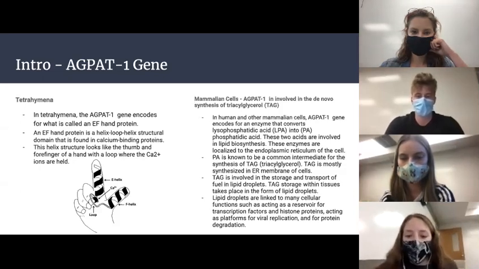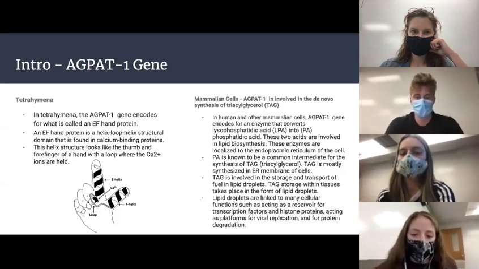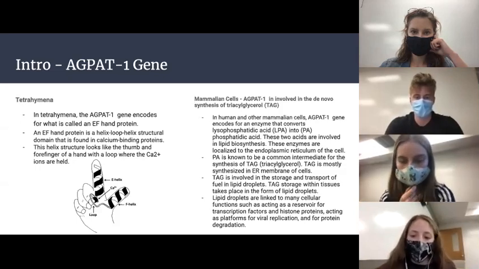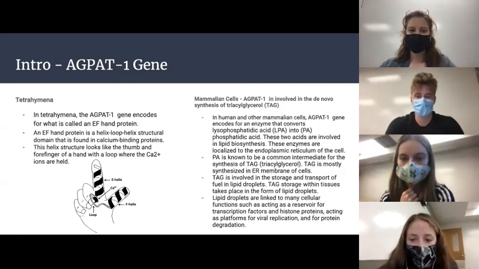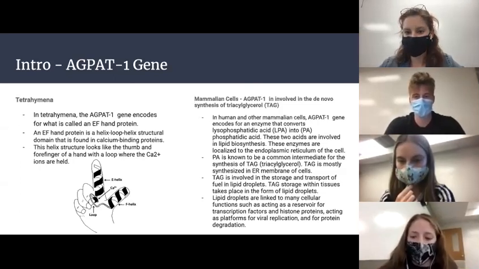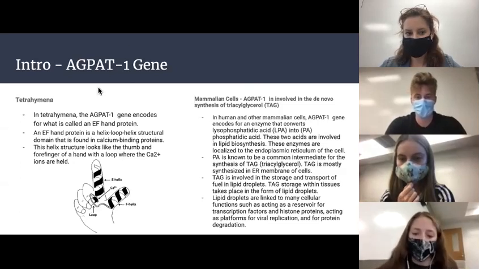TAG is involved in the storage and transport of fuel and lipid proteins. TAG storage within tissues takes place in the form of lipid droplets, and lipid droplets are linked to many cellular functions, such as acting as a reservoir for transcription factors and histone proteins, and acting as a platform for viral replication and for protein degradation.